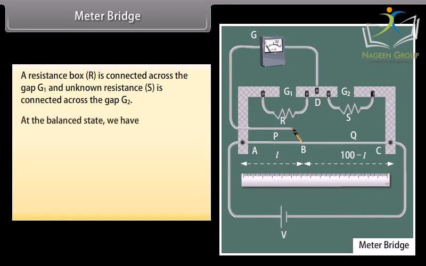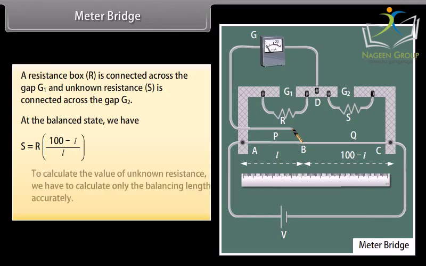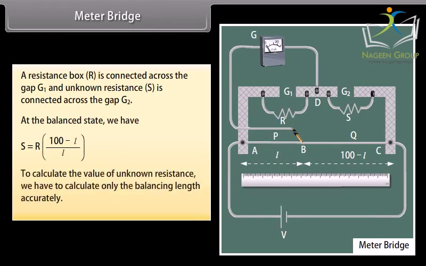At the balanced state, we have S is equal to R multiplied by (100 minus L) upon L. To calculate the value of unknown resistance, we have to calculate only the balancing length accurately.